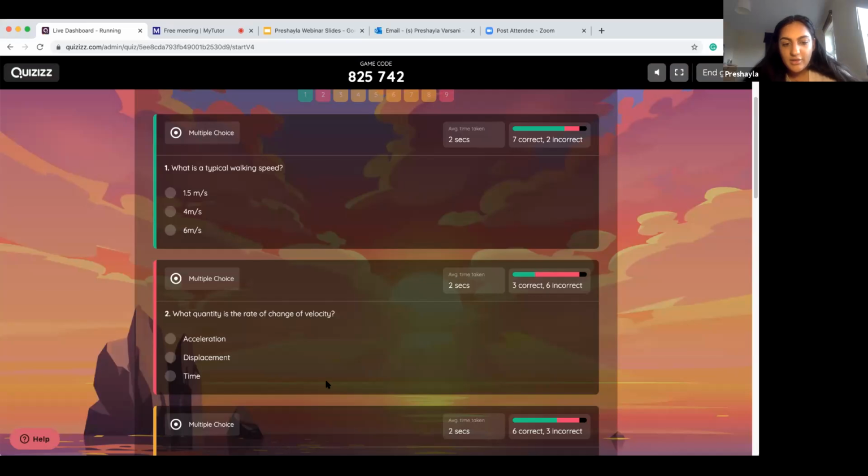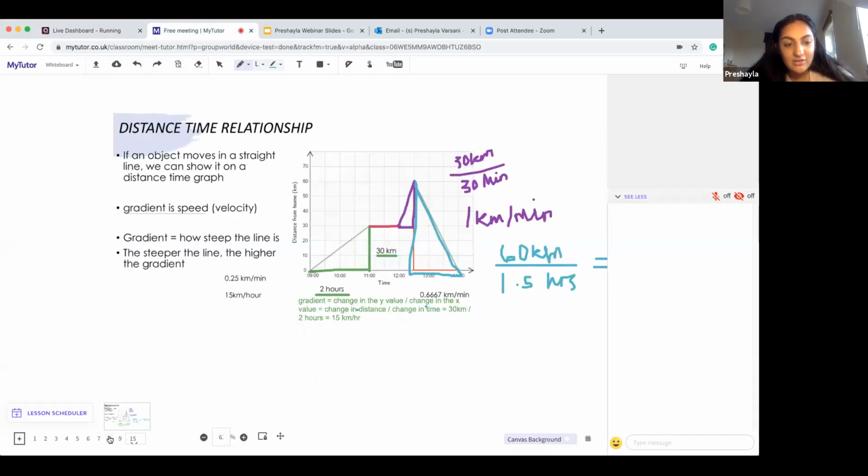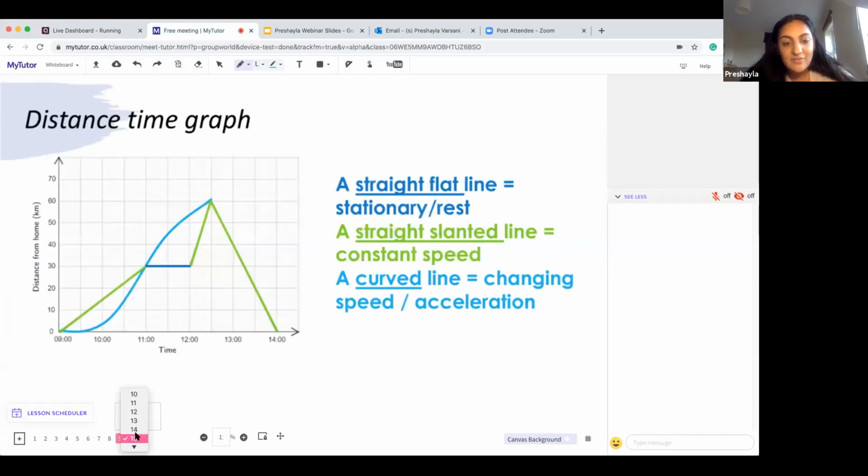Okay, let's go through the answers. For the first one, quite a few of you got it correct. A typical walking speed is 1.5 meters per second. This question is a bit tricky because it's worded a bit differently. It says, what quantity is the rate of change of velocity? The rate of change of velocity is acceleration. The rate means divided by time.